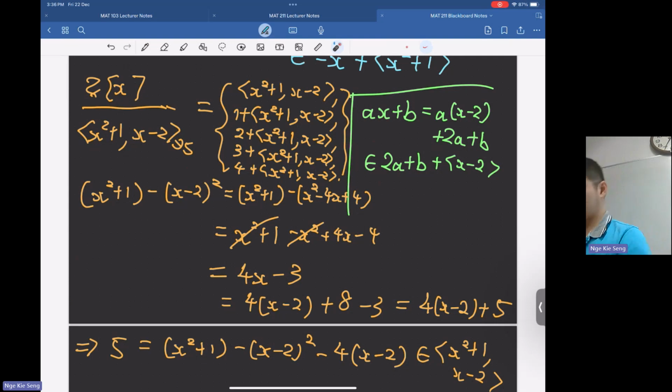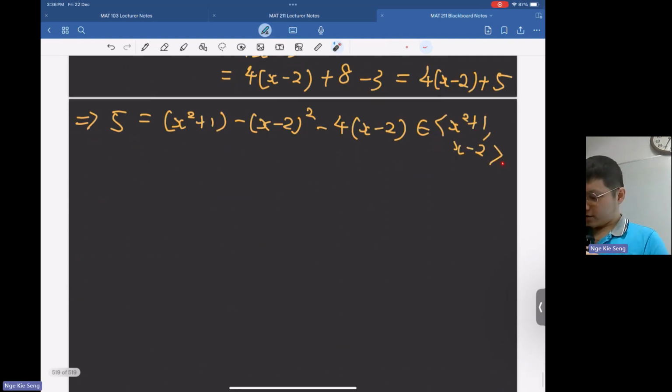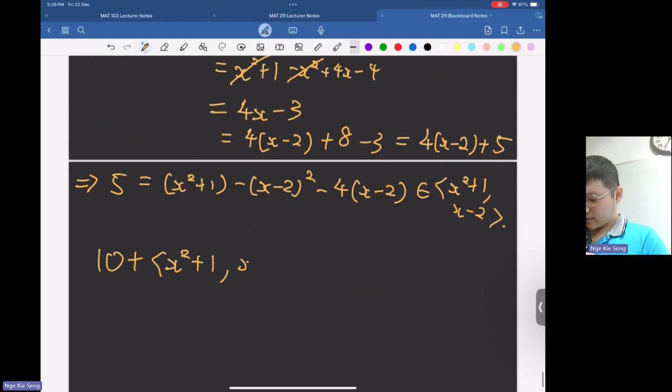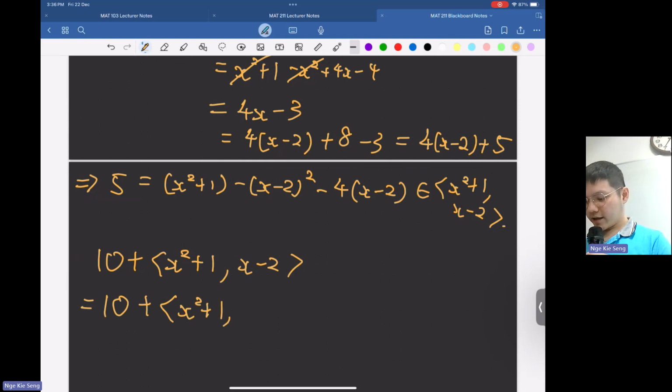How to find 10? Okay, let me rephrase your question. Is it what I understand? So you want to look at 10 plus this ideal, is it? Right. Okay. So from what we have shown, 10 plus this ideal is equal to 10 plus x squared plus 1, x minus 2, and actually 5. 5 is in there. Correct one. Let me think. I think not quite.